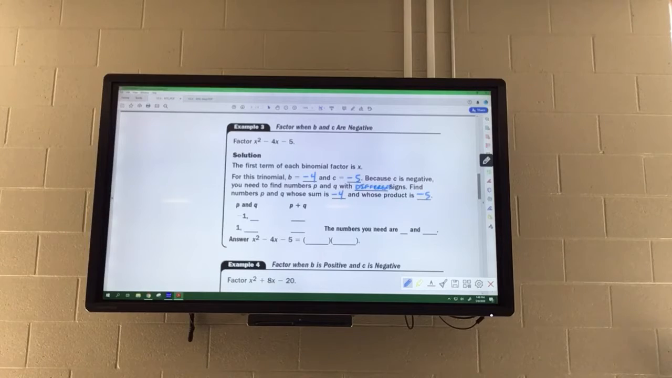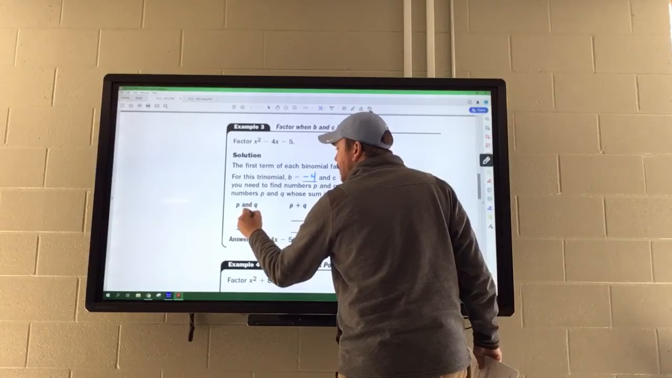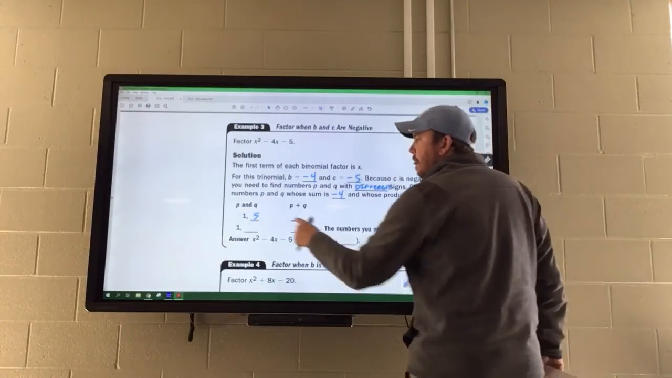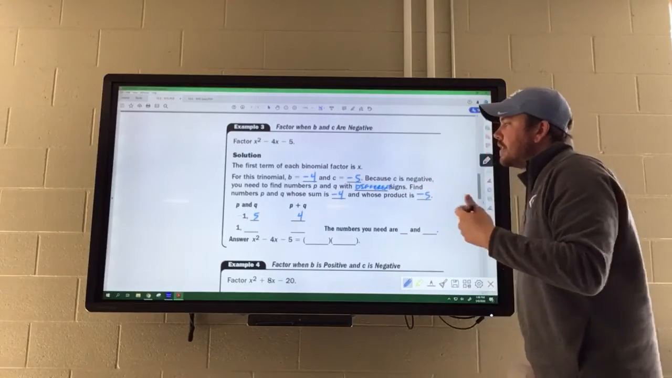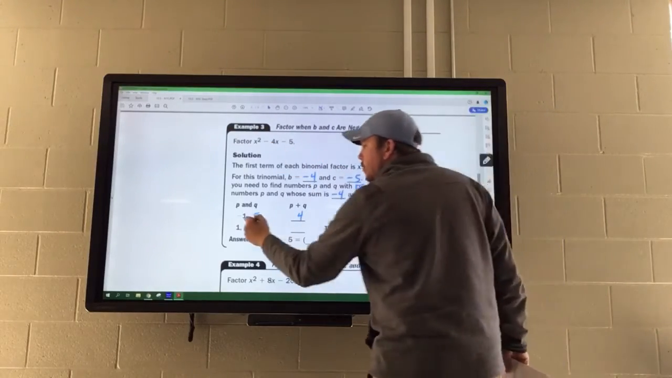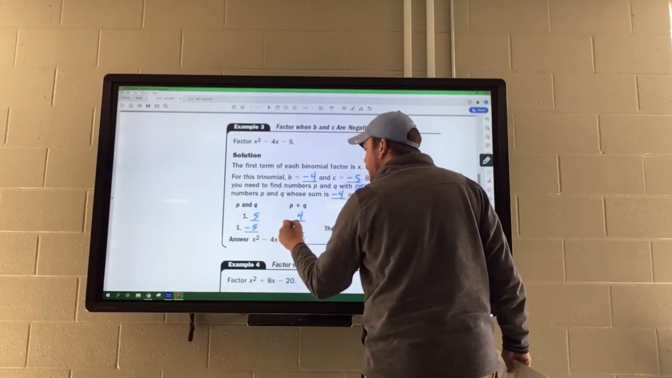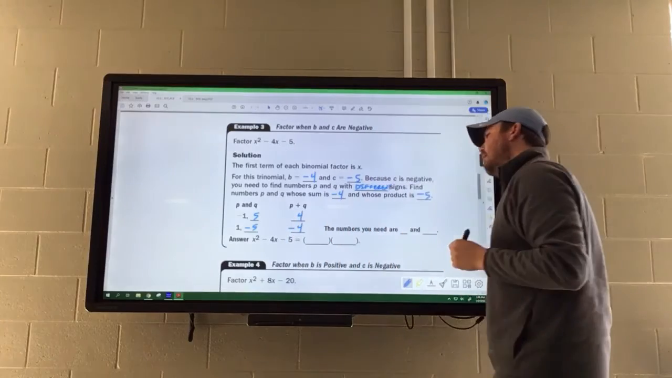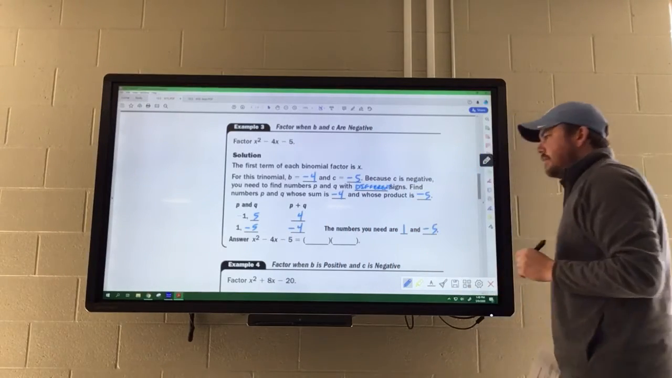Now, we only have two options for multiplying to get to -5. We can do -1 times 5. All right? -1 plus 5 would give us a positive 4. Which is close to what we need, but again, we need a negative. So maybe we should do 1 and -5. Because when we add those together, 1 plus -5 is -4. So there we go. The numbers we need are 1 and -5.